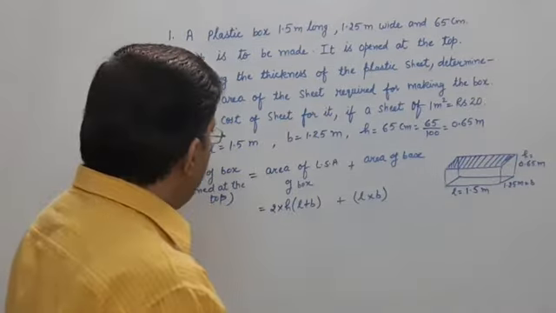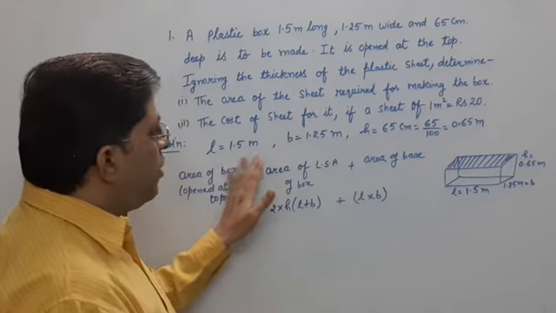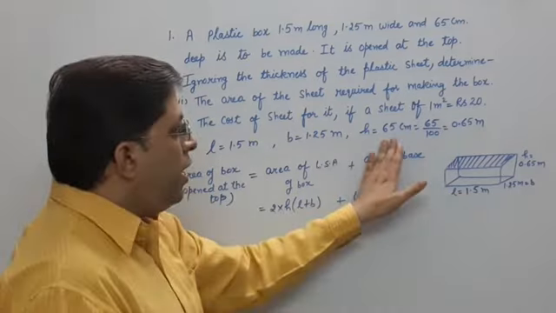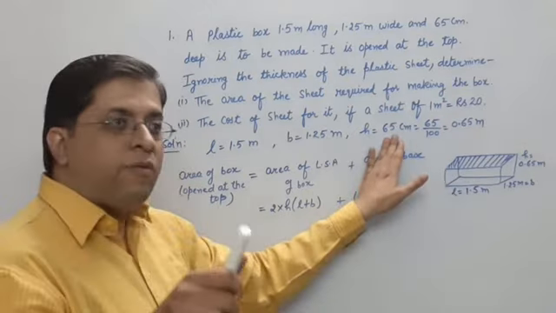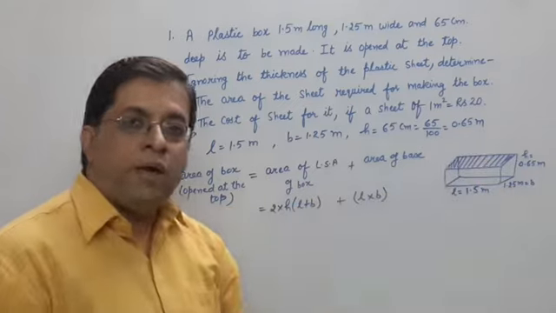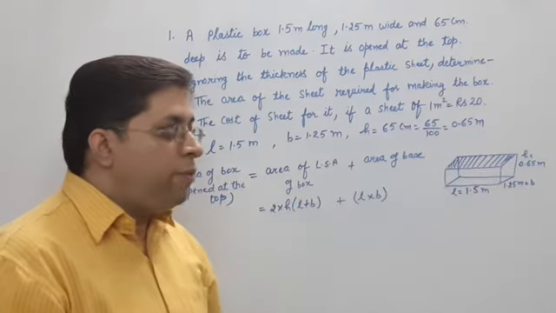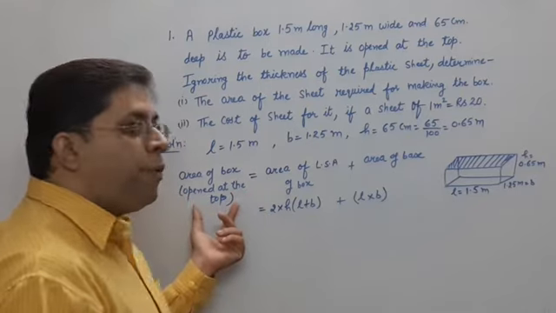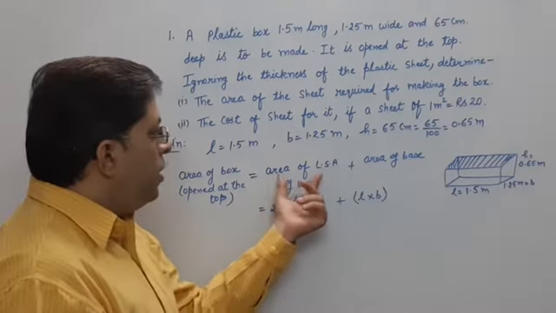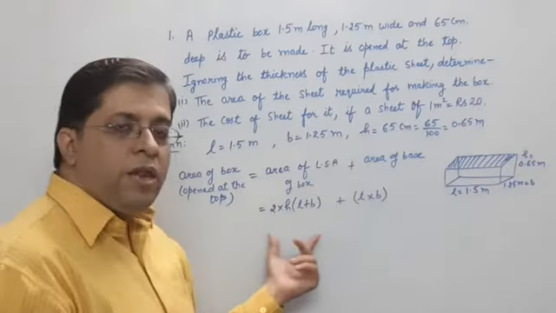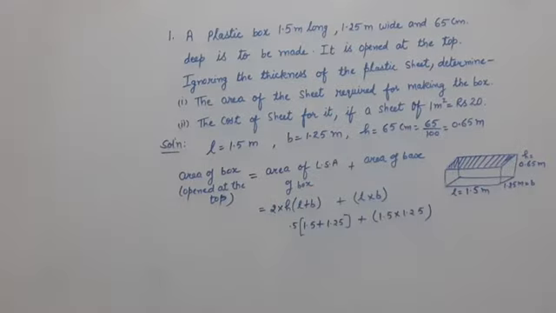L is clearly given as 1.5 meter, B is 1.25 meter, and H is 65, which I am converting into meter, so this will be 0.65 meter. Now what will be the area of sheet required for making that box, which is open from the top? Area of LSA of the box plus area of the base. Area of LSA means 2 into H.